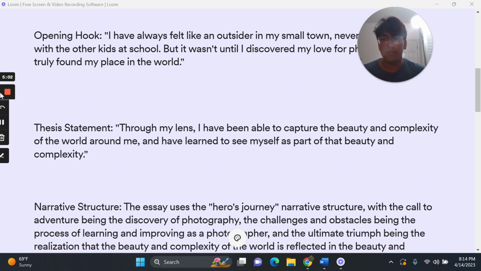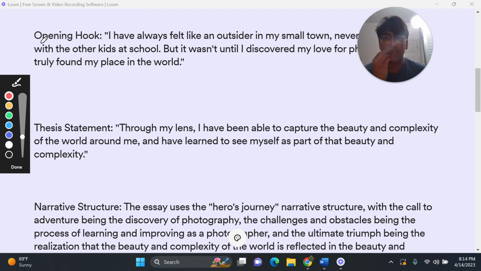The second one, the thesis statement. And so this is another way to structure your essay, is kind of starting with the opening hook and then going to the thesis statement. What is their thesis statement? "Through my lens, I have been able to capture the beauty and complexity of the world around me, and I've learned to see myself as part of that beauty and complexity."